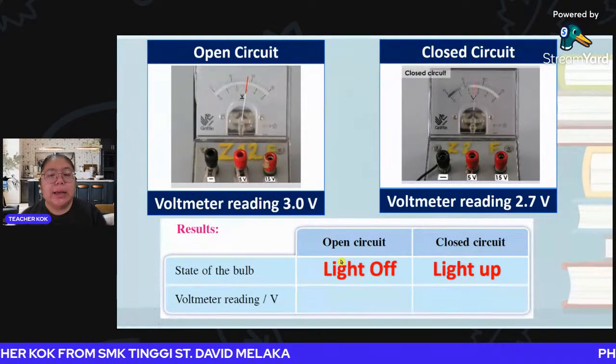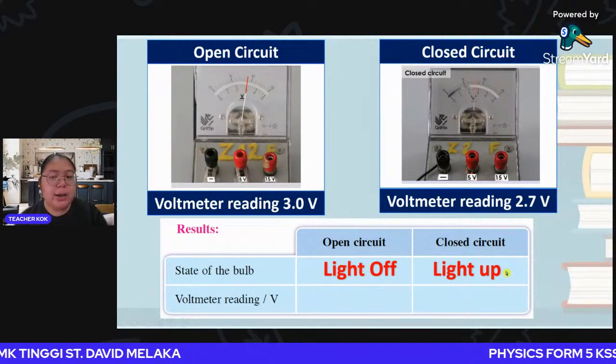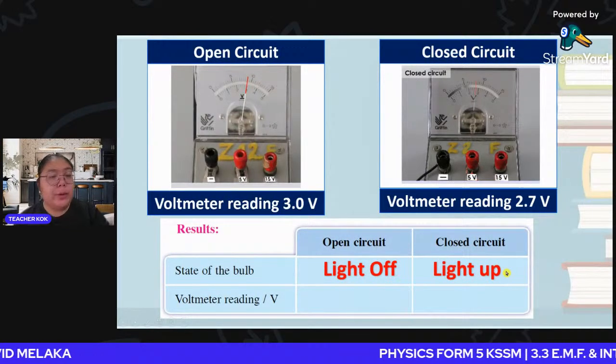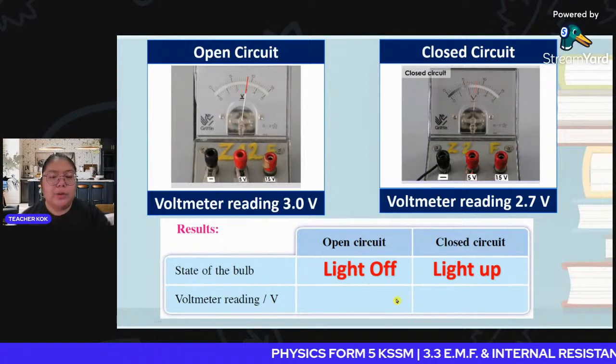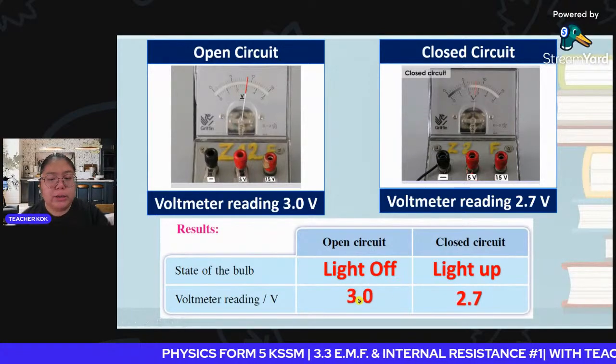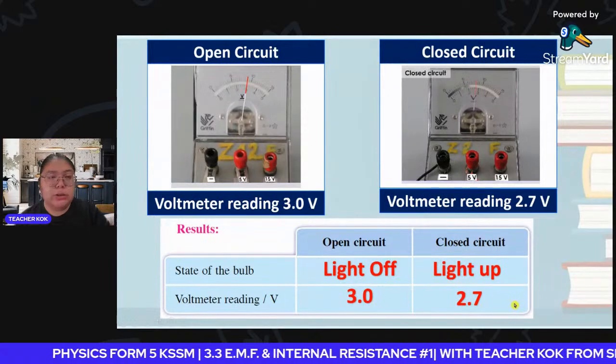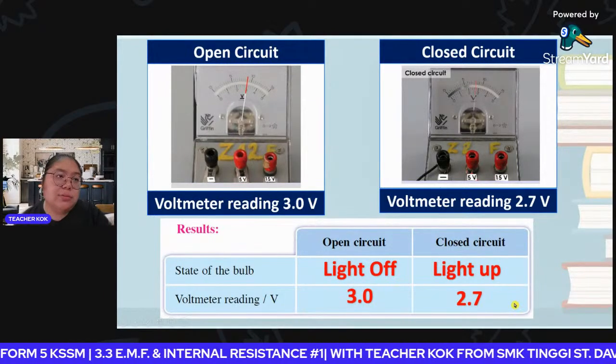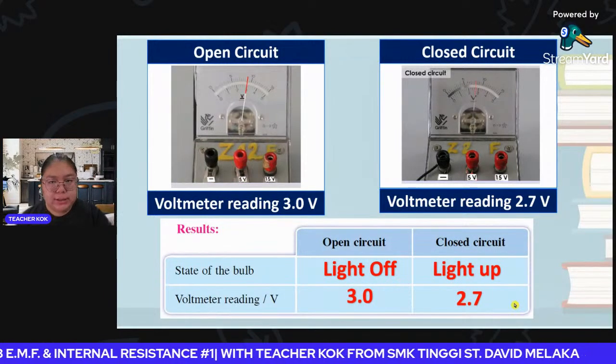In open circuit, the bulb is off. In closed circuit, the bulb will be on. Now you see the voltmeter reading: open is 3 volt. When it is just closed, it is 2.7. Now we are going to see the next part.